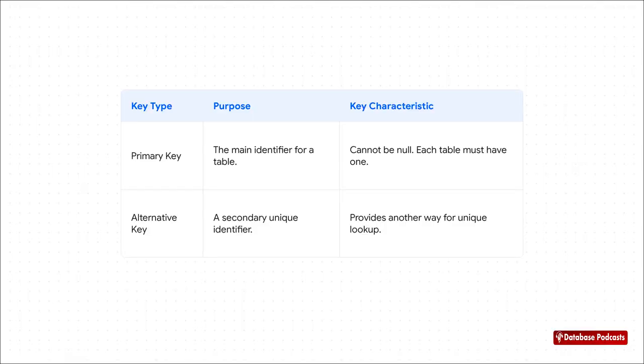Now, these unique keys come in a couple of flavors. Every table must have one and only one primary key. This is the big one, the main identifier for a row, and it can never be empty or null. But you can also have alternative keys. Think of things like a unique email address or user ID. They're secondary ways to pinpoint a specific row.